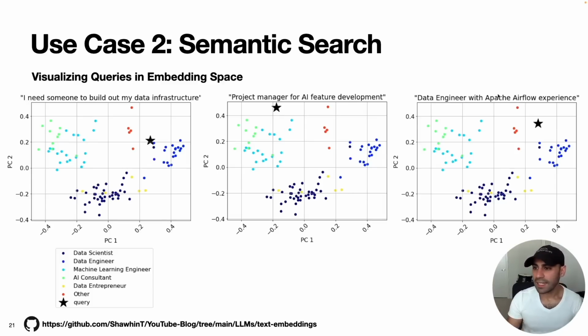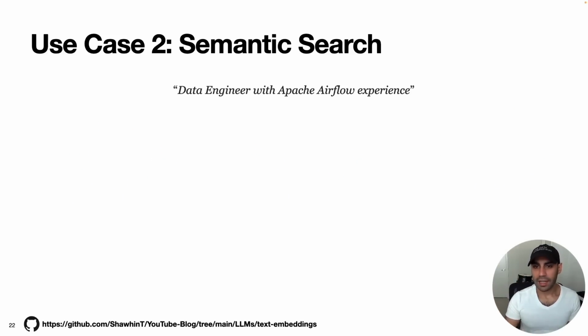And then finally, a data engineer with Apache Airflow experience. Pretty close to the data engineers, but it also seems close to this other category, which is just randomly generated resumes. Okay, so before celebrating, I want to zoom into this particular query here, data engineer with Apache Airflow experience. For this simple semantic search example, it seems to struggle with specific search requirements, such as I want a data engineer, but I specifically want them to know Apache Airflow.